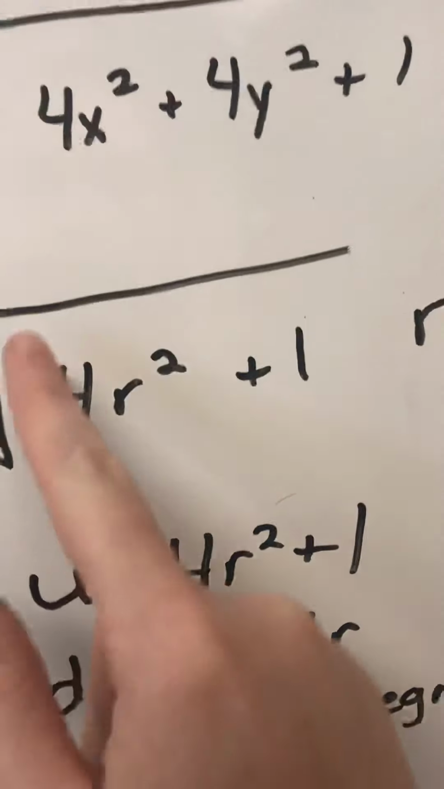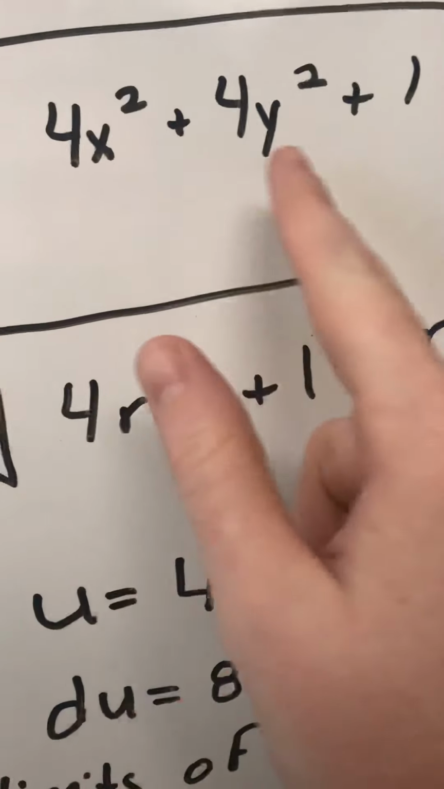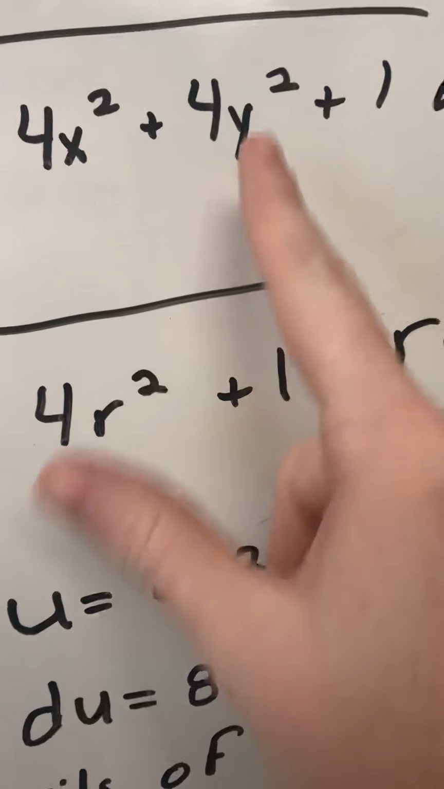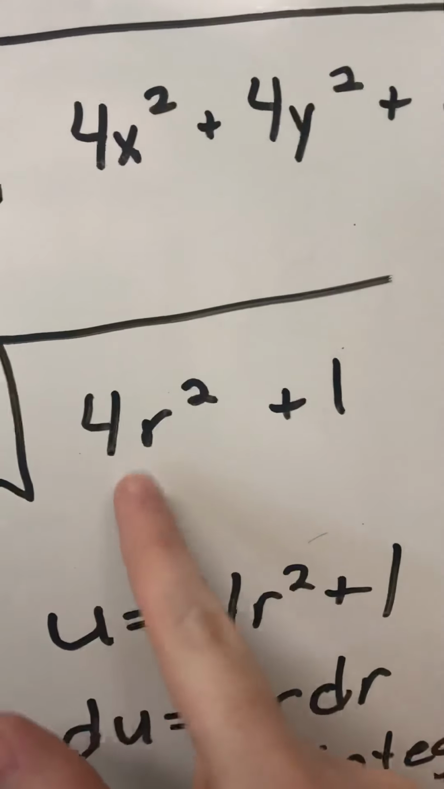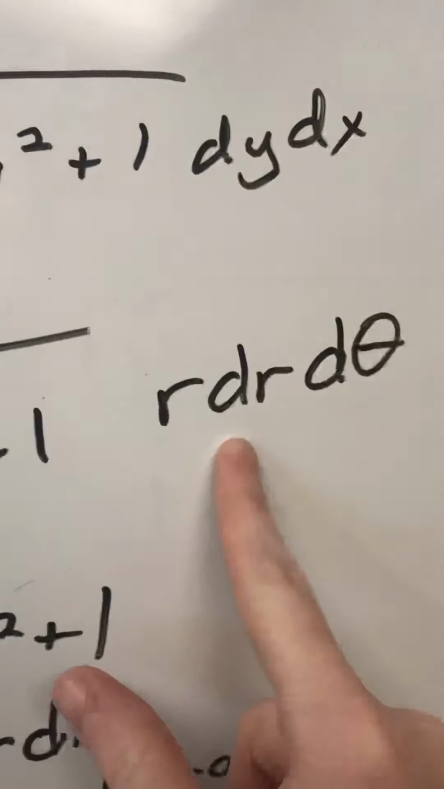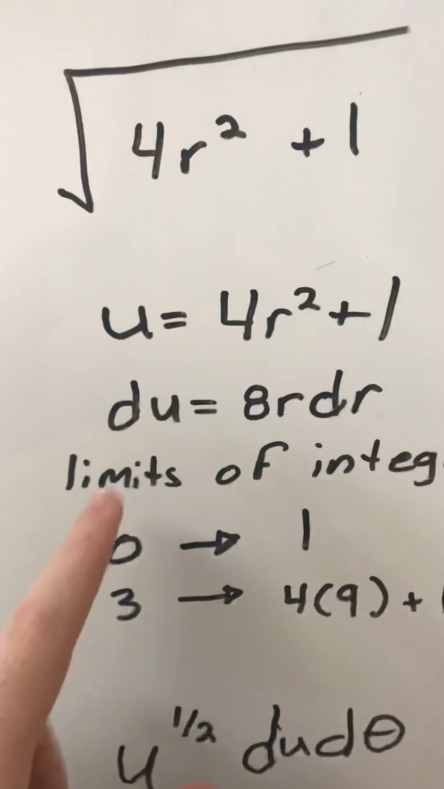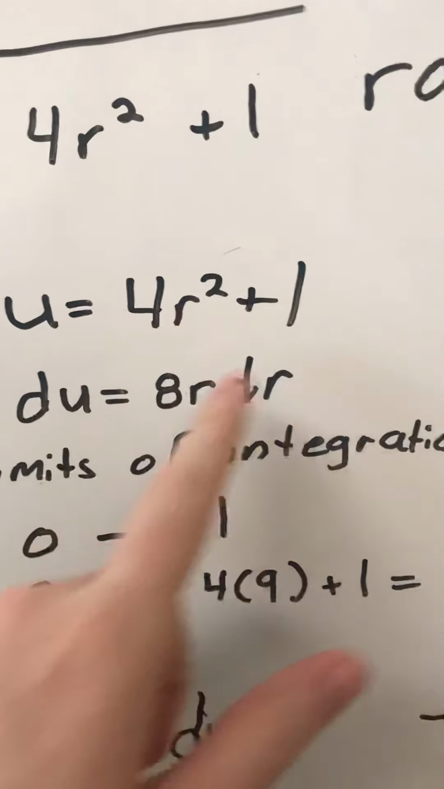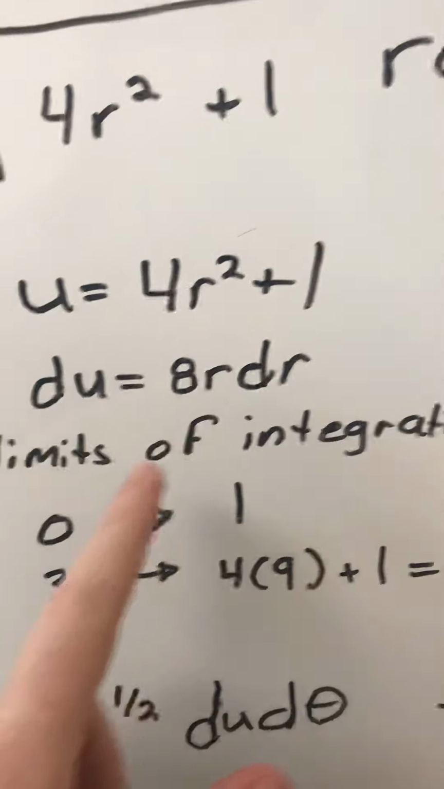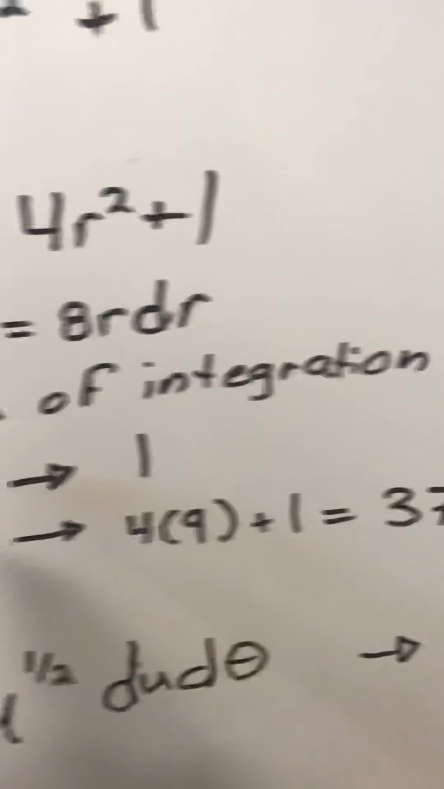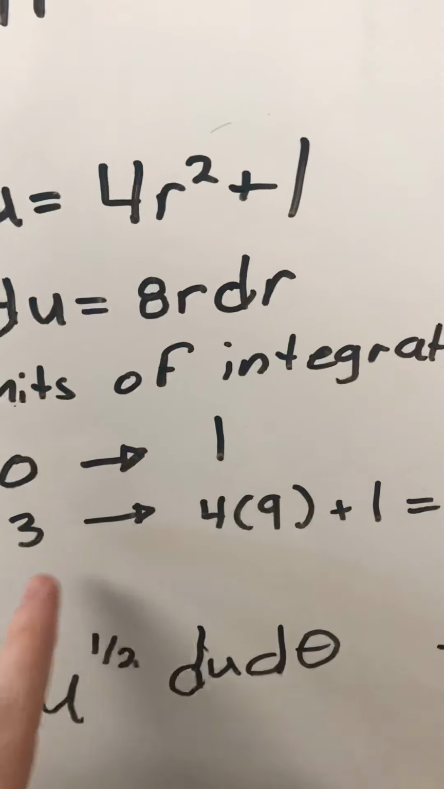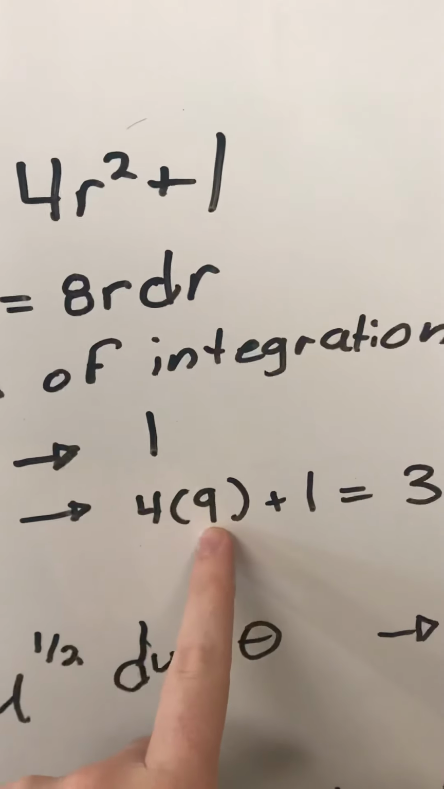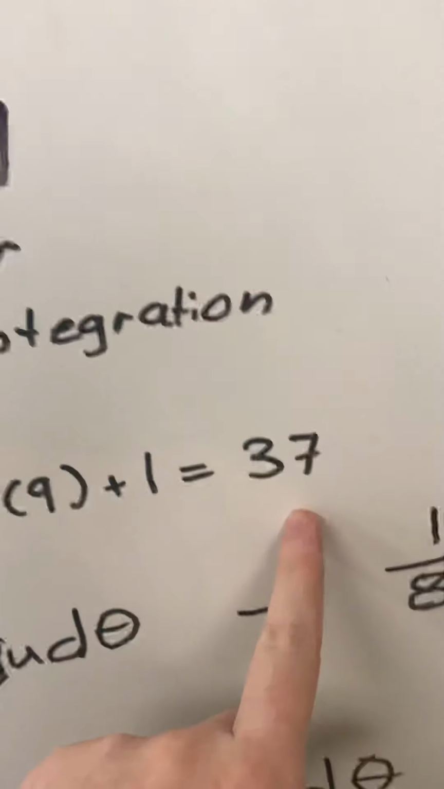And then of 4r squared, because x squared plus y squared is r squared. And I just factored out the 4, put those together, and this is what it gave me. r dr d theta. Now doing some u sub, u is 4r squared plus 1, du is 8r dr. Our limits of integration go from 0 becomes 1, and 3 becomes 4 times 3 squared, which is 9, plus 1, which is 37.